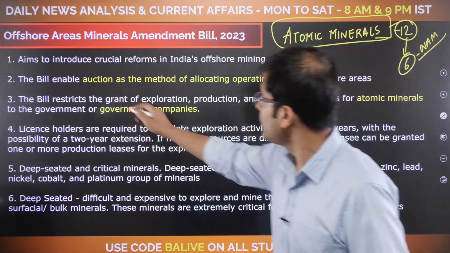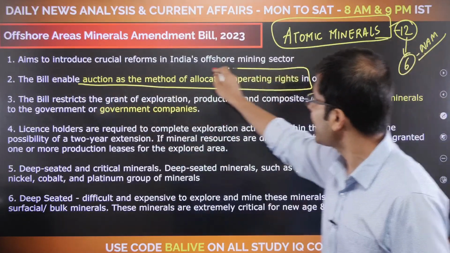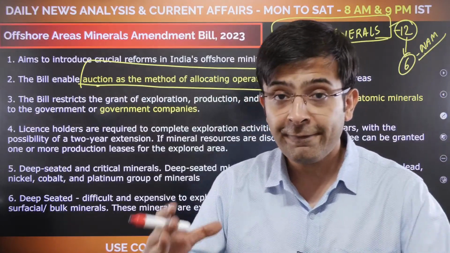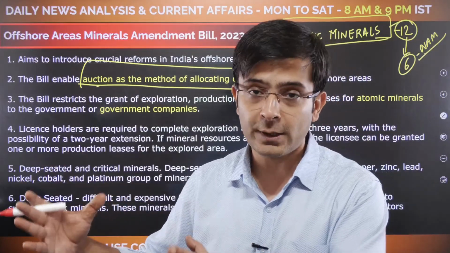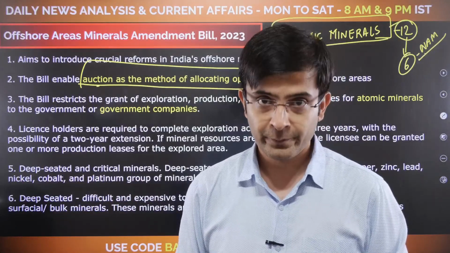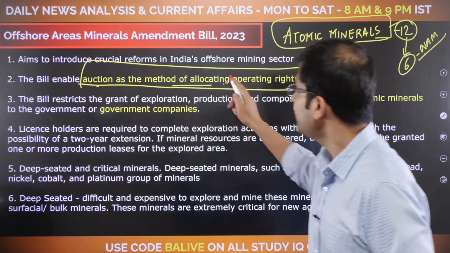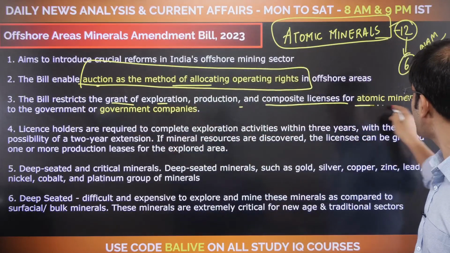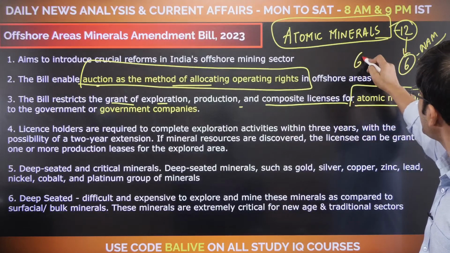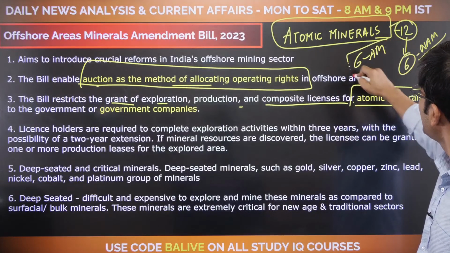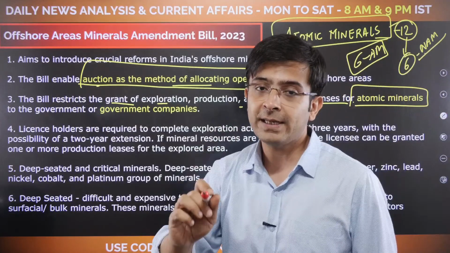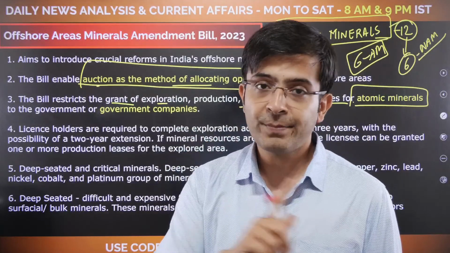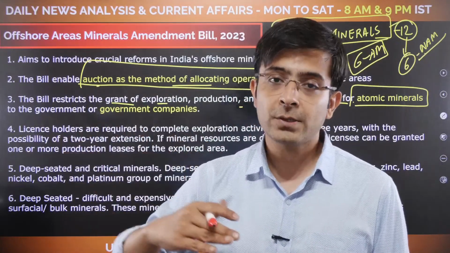Let's look at it. You are looking at auction as the method of allocating operating rights. Why? Private bodies are coming, no? So auction needs to be there. A fair and transparent mechanism of allotting should be there. You don't want scams happening. Okay? So auction is the method. Now the bill restricts the grant of exploration, production and composite licenses for atomic minerals. See, the 6 that are already left, the atomic minerals, they are only going to be mined by the public sector units. उसमें आपको entry नहीं मिलेगा. उसमें private sector is barred completely. The non-atomic minerals, go ahead.